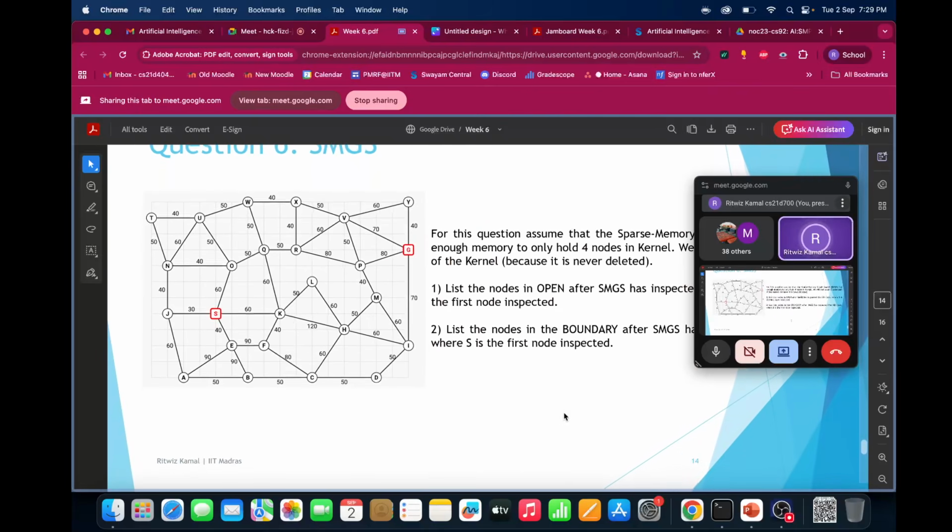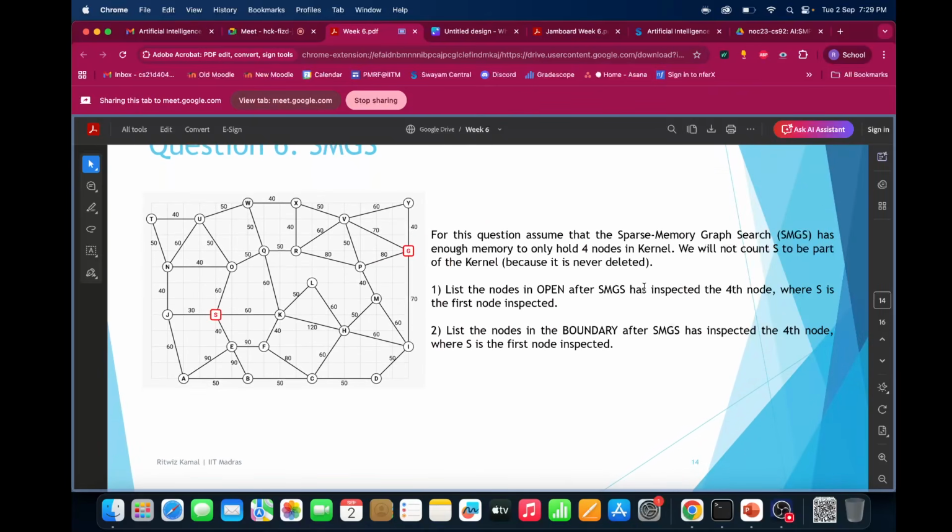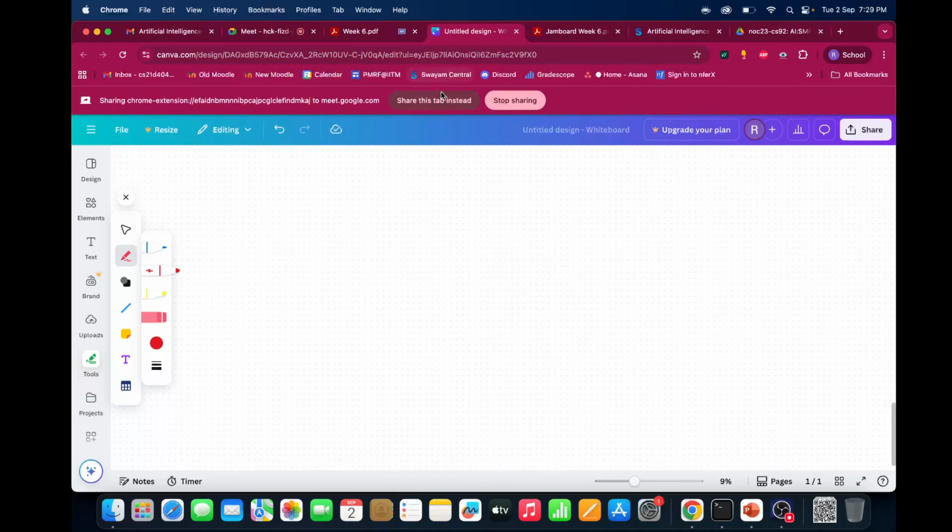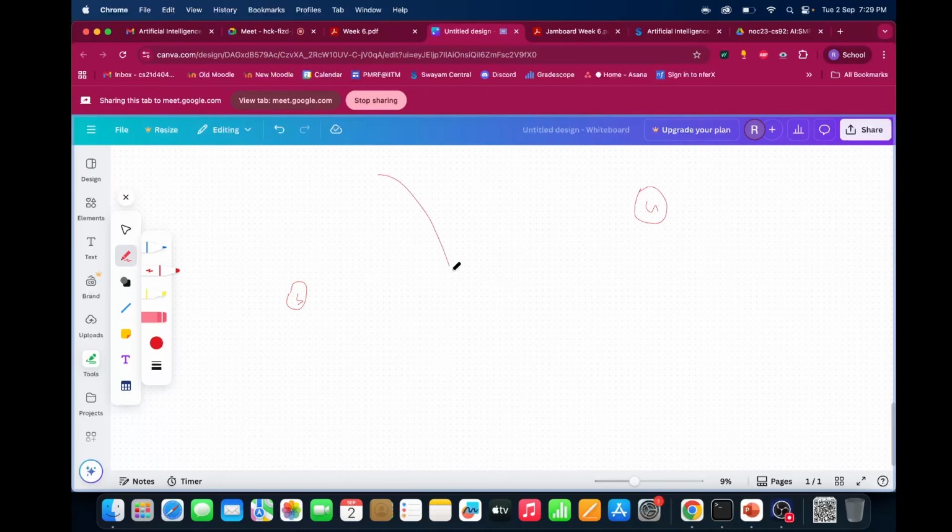Moving on to SMGS, which is sparse memory graph search or smart memory graph search. Both can be used interchangeably. Okay, let me first try to give you some intuition before going into what the method actually is. Let's say this was your start node. This is your goal node. You have expanded some neighborhoods, and you have reached a certain stage where you have some nodes in the open list. So let's say this is your open list.